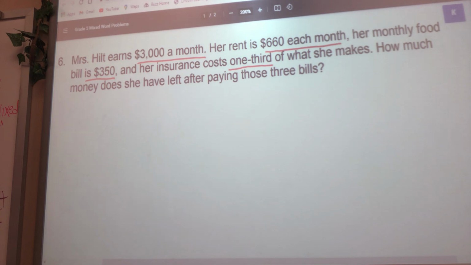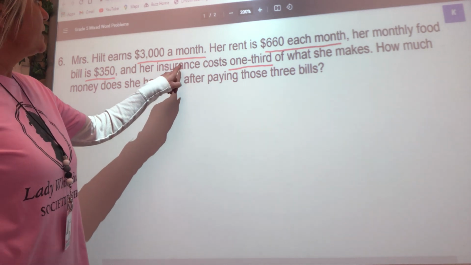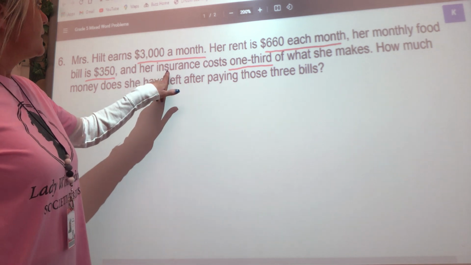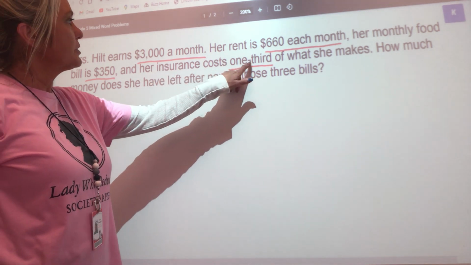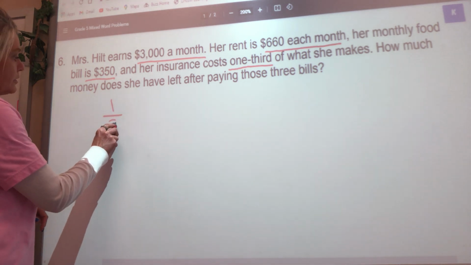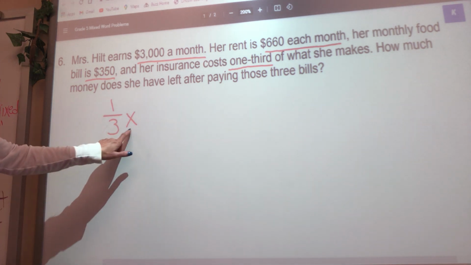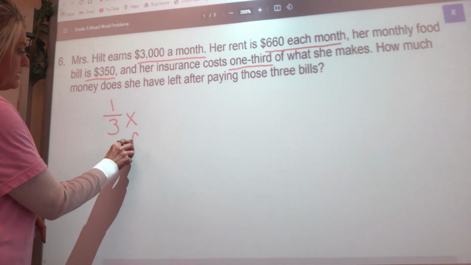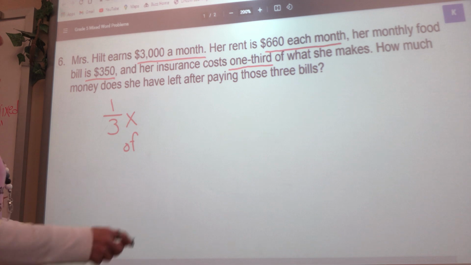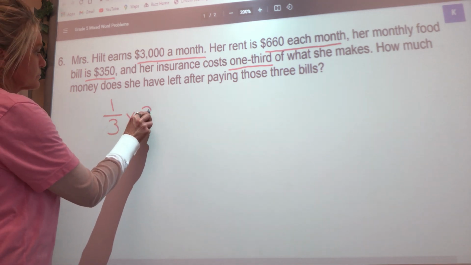Okay, first of all, we need to know how much her insurance is, so we'll know how much to subtract. What it tells us is her insurance costs 1/3 of what she makes. So we know that in math, it's always 1/3 of how much she makes, and she makes $3,000.